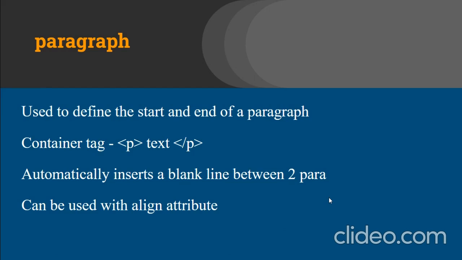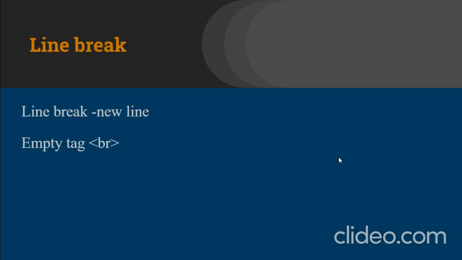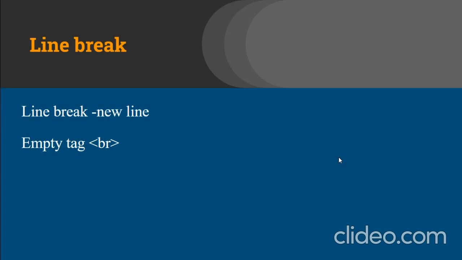When we use this paragraph tag, it can be used for alignment also. The align attribute can be used with this paragraph tag. It is used to define the start and ending of a paragraph. When you give some paragraph to your web page, you can use the paragraph tag.